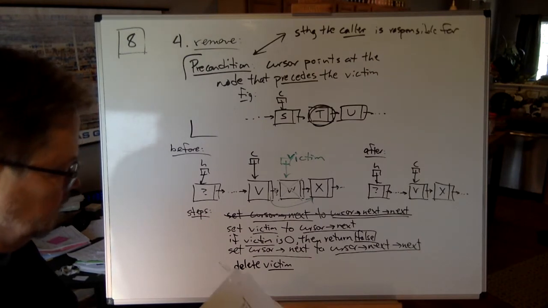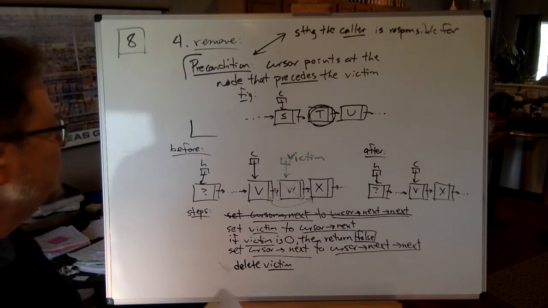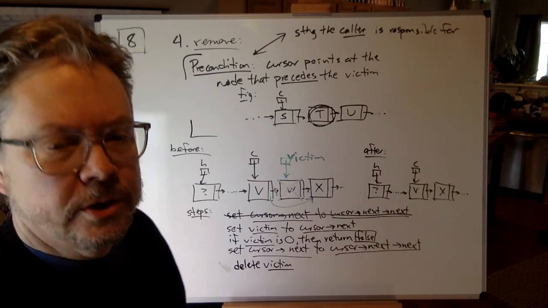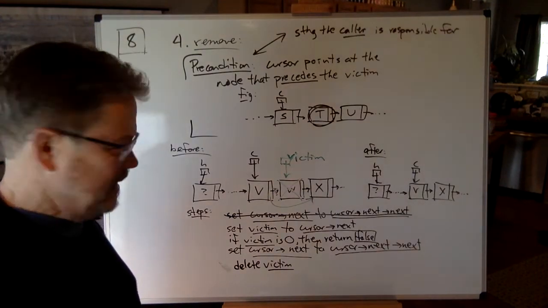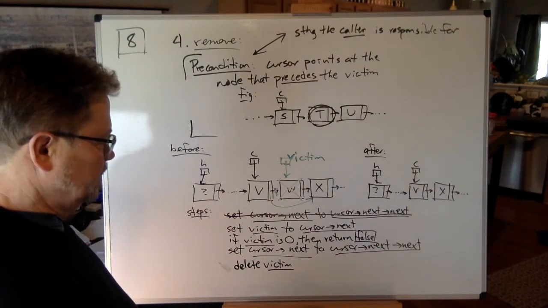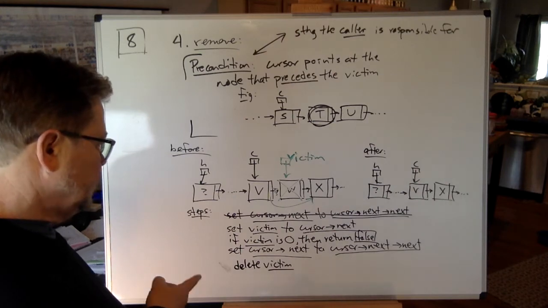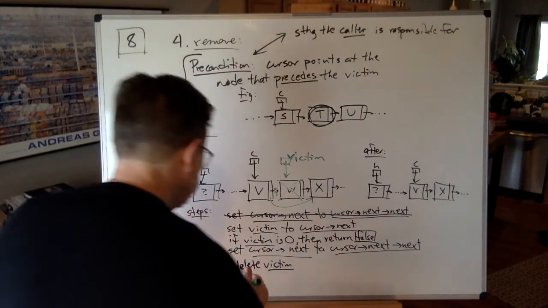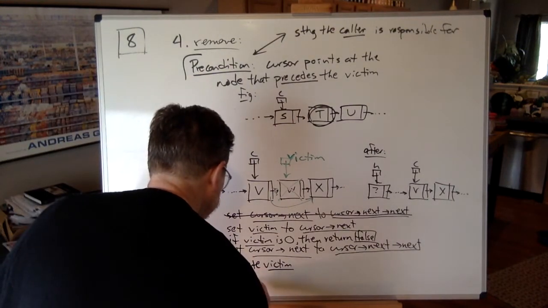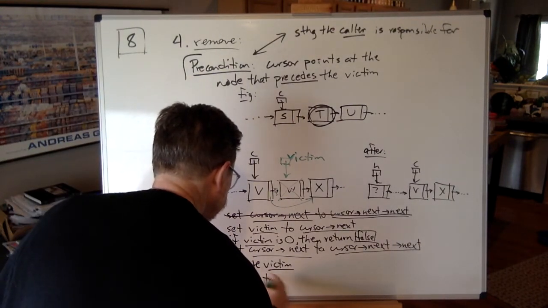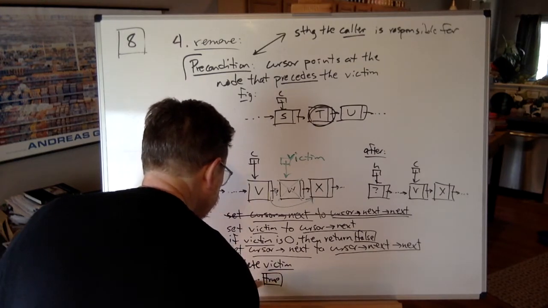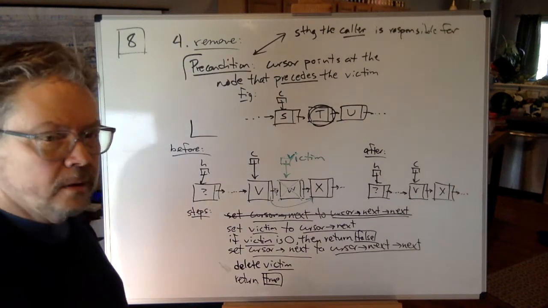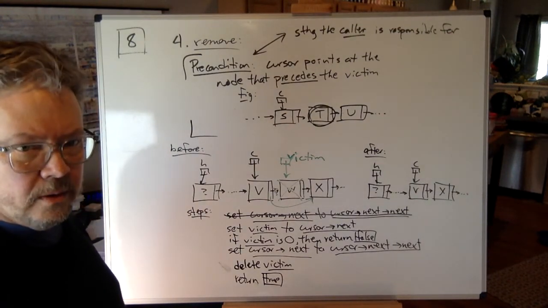Is that it? Could that be all there is to it? Well, unfortunately, no. Somebody got ignored here. Set victim to cursor next. Victim 0, get out. Delete victim. Return true. There. Now it's done. No, no, no. We're still ignoring the tail.